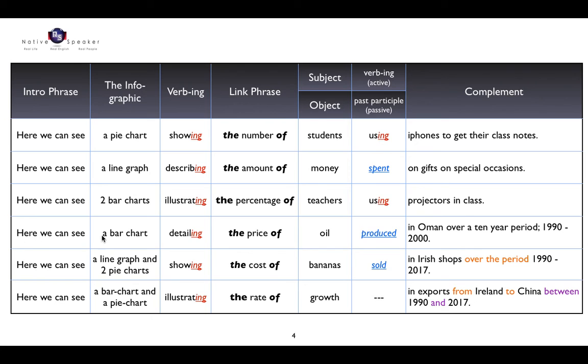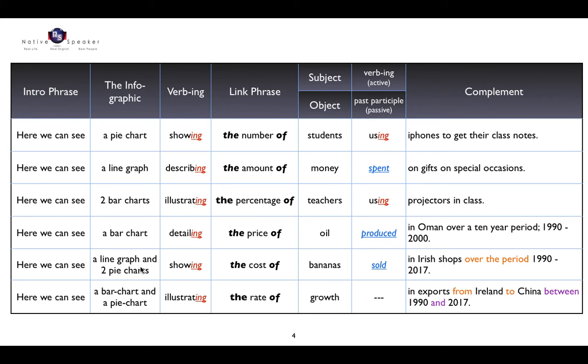Down here we can see a bar chart detailing the price of oil produced in Oman over a 10-year period, 1990 to 2000. So here it's detailing the price of oil produced. Does oil produce itself? No, it does not. So we must use produce, produced, produced, the third form, the past participle.